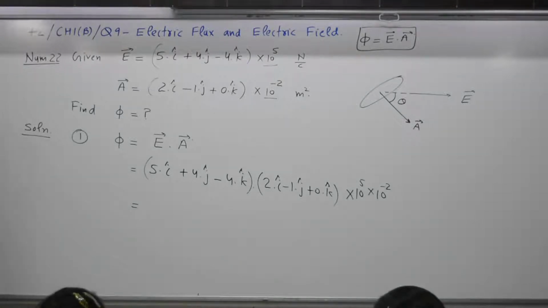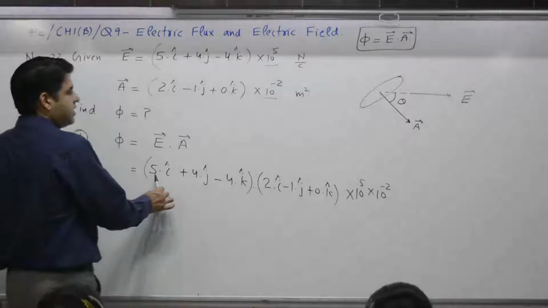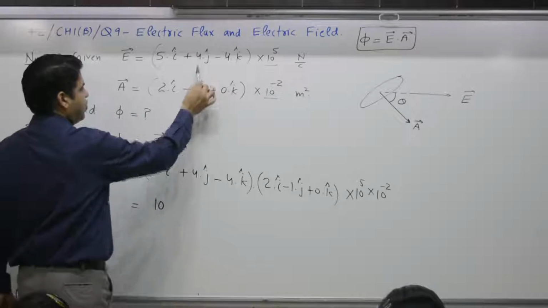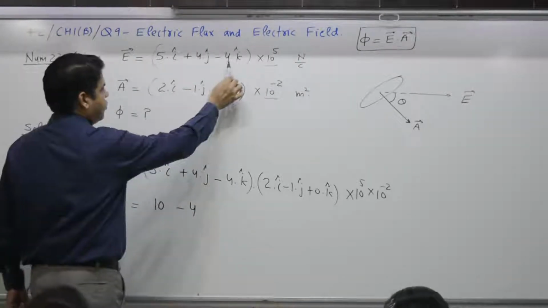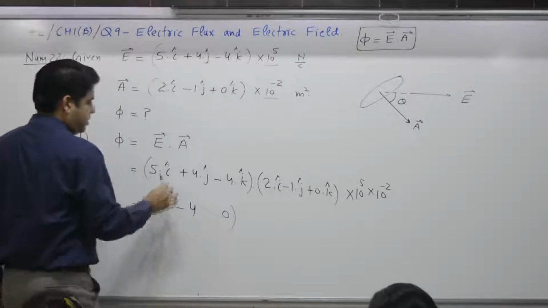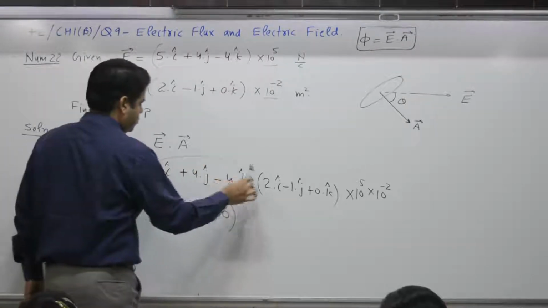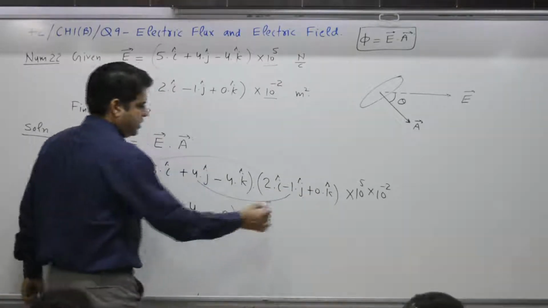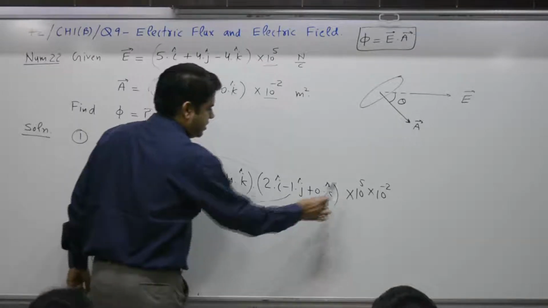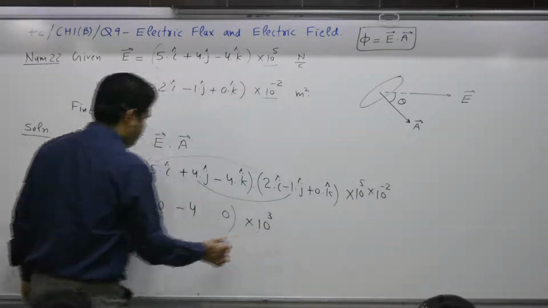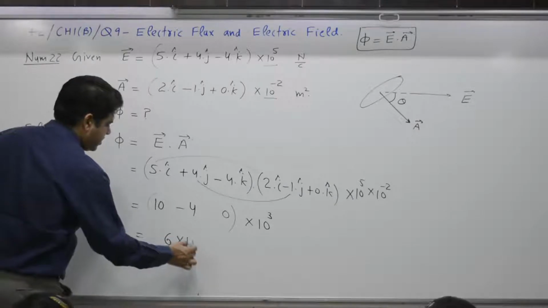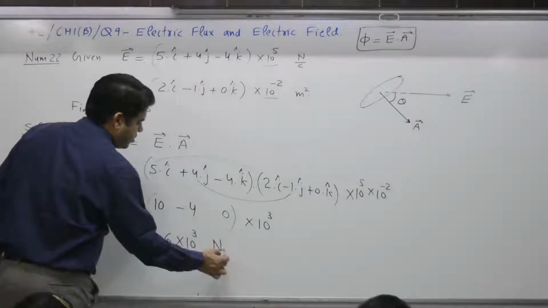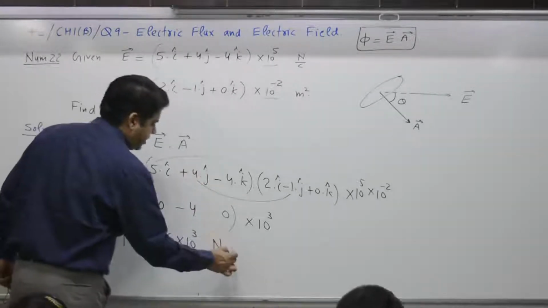Dot product of two vectors. Multiply components of i: 5 into 2, 10. 4 into minus 1, minus 4. 4 into 0, 0. That is 5 into 2, 4 into minus 1, and 4 into 0, which is 6, into 10 raised to the power 5 times 10 to the power minus 2, that is 10 to the power 3. What you get is 6 into 10 to the power 3. SI units: what are SI units for E? Newton per coulomb. Area, meter square.